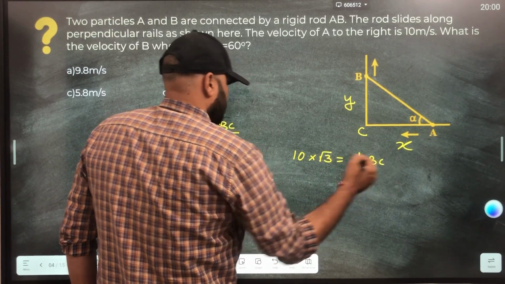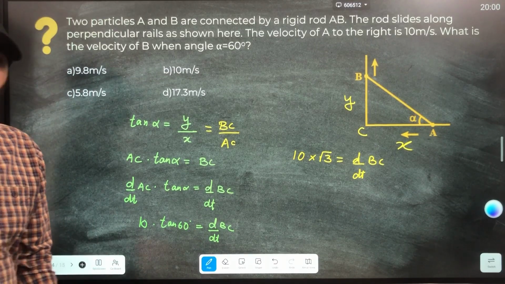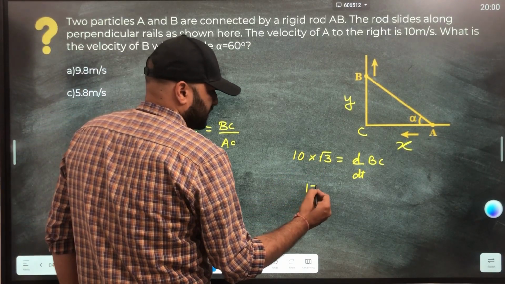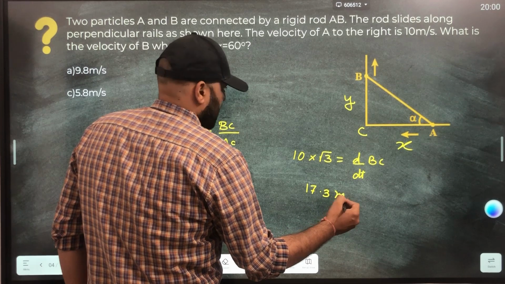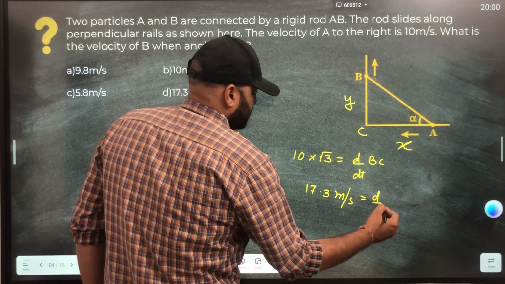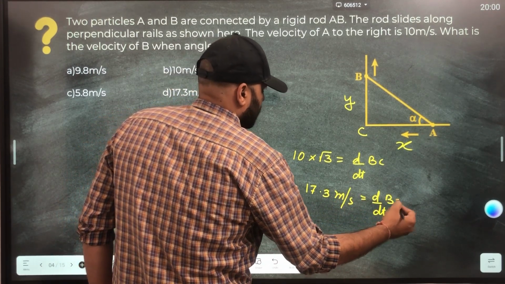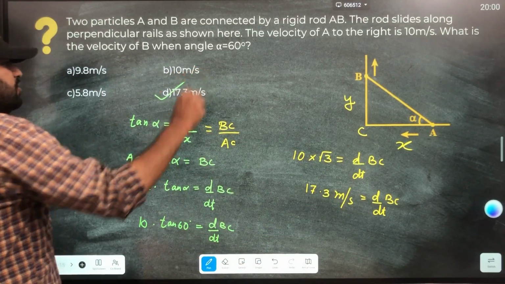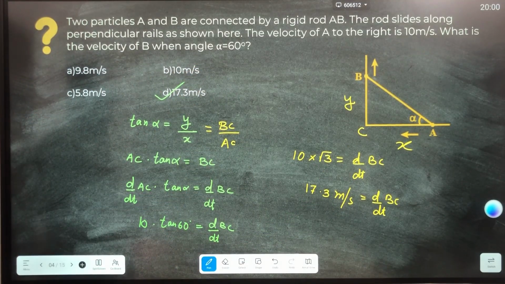Now, root 3 is 1.73. When you put the value, you will get 17.3 meter per second. And that is how our BC is changing, or the rod is falling down. So the correct answer is option D. Is it clear? I hope this is clear. Let's see the next question.